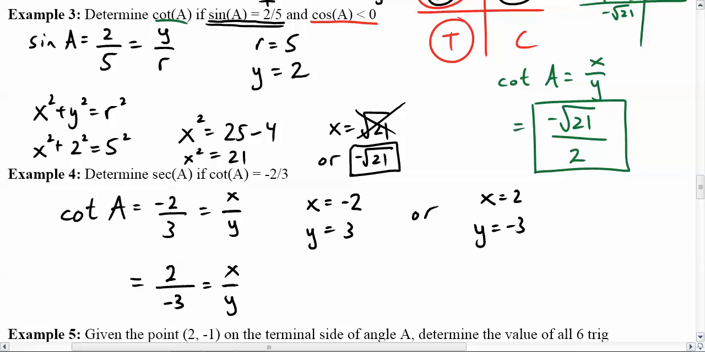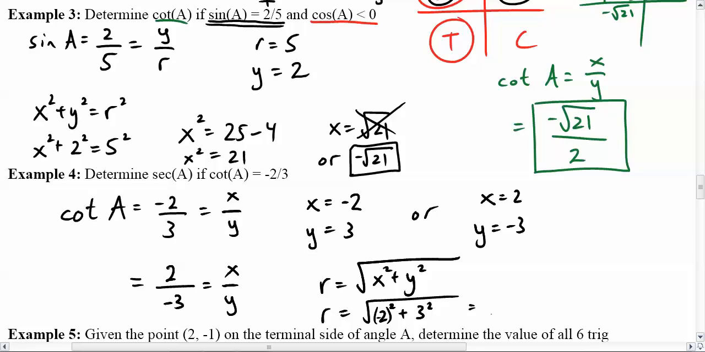Luckily, in both these situations, r is the same value. R is the square root of x squared plus y squared, which is 4 plus 9. Even if I have a negative sign, it still gives me the same result for r. 4 plus 9 is 13. And it has to be positive.